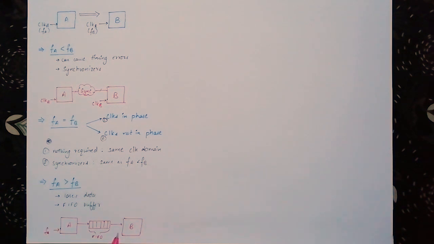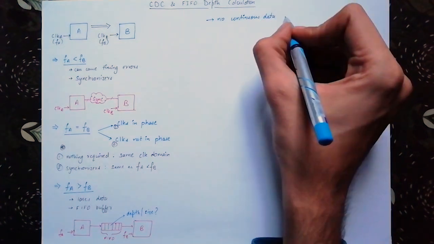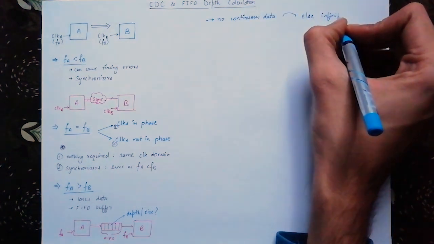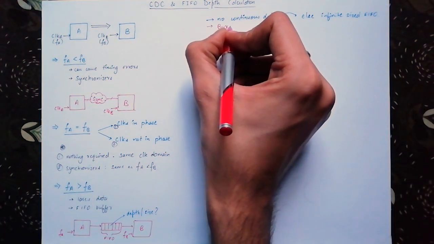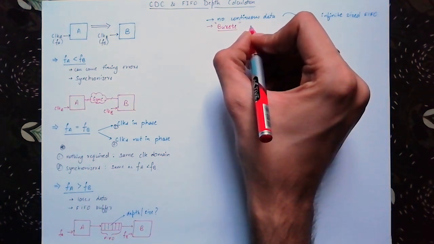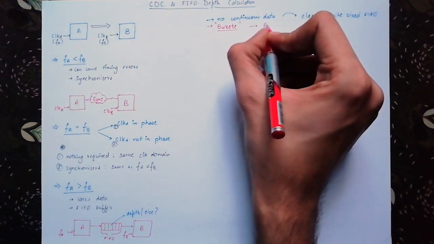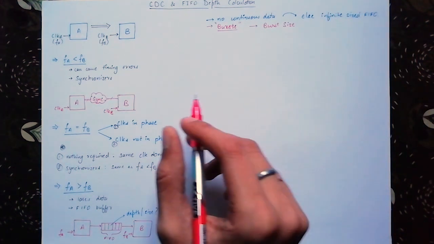Now a question arises: what is the minimum size or depth of the FIFO for the system to function properly? I can rephrase it as, what minimum amount of data should the FIFO be able to store so that no data is lost? Notice the fact that you can't have continuous data being transmitted, else you would need an infinite sized FIFO. What generally happens in a real system is that data is transmitted in bursts. This means that a given amount of data is transmitted at a time and then it remains idle between bursts.